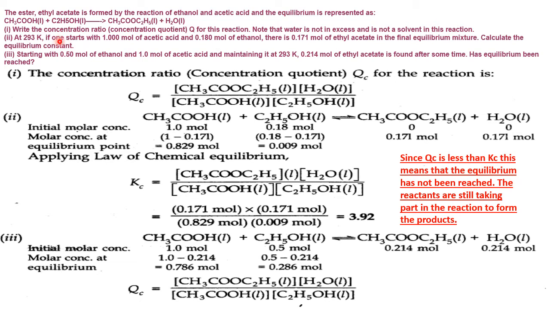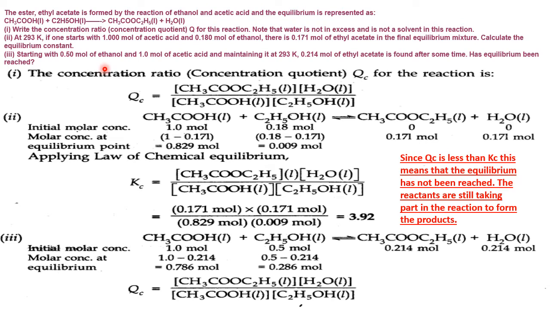Second, at 293 Kelvin, if one starts with 1 mole of acetic acid and 0.180 mole of ethanol, there is 0.171 mole of ethyl acetate in the final equilibrium mixture. Calculate the equilibrium constant. And the third sub-question: starting with 0.5 mole of ethanol and 1 mole of acetic acid and maintaining it at 293 Kelvin, 0.214 mole of ethyl acetate is found after some time. Has equilibrium been reached?